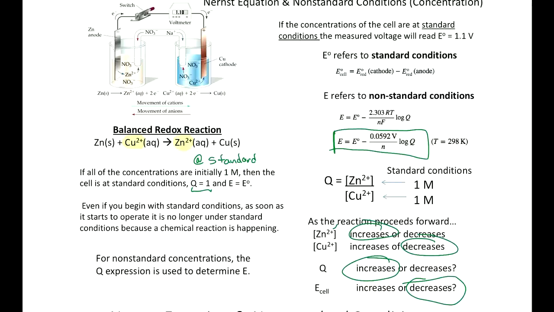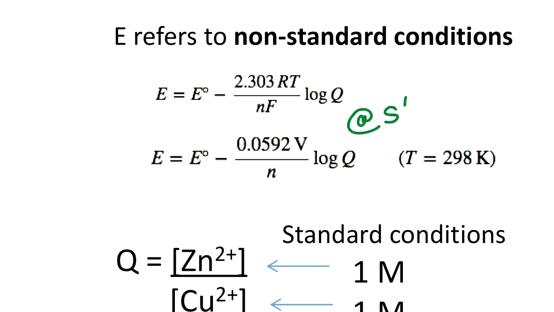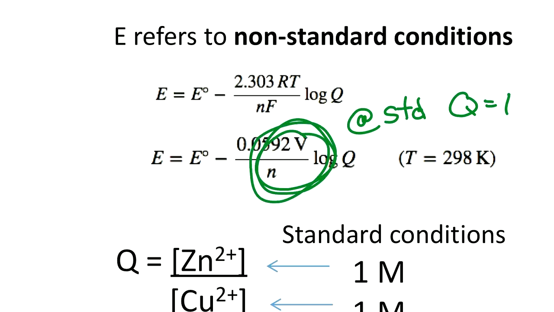Let me just show you here with this equation and just use math. At standard conditions, Q is equal to 1. What is the log of 1? 0. So if Q is 1, this whole term is 0. So the cell potential that you measure is equal to the E naught. E naught comes from the textbook, cathode minus anode. And so that's why when you're already at standard conditions, you have 1 molarity of everything, what you measure is the textbook value. That's because Q is 1 at standard conditions.